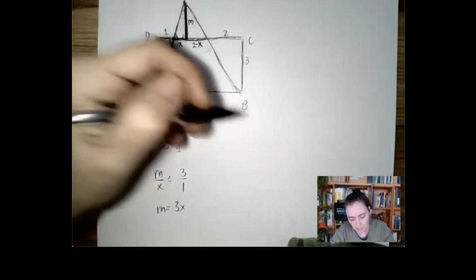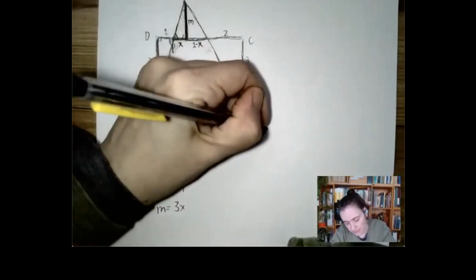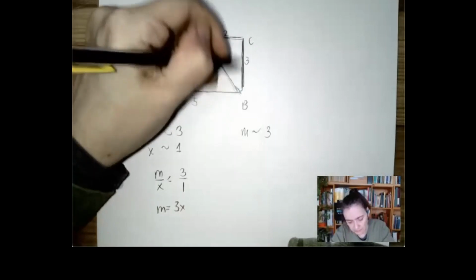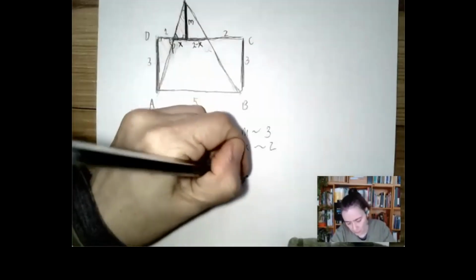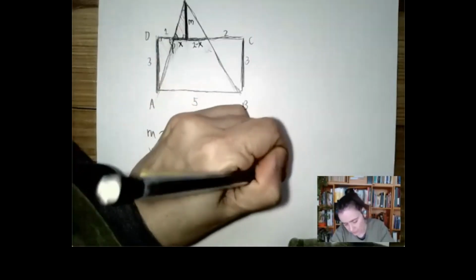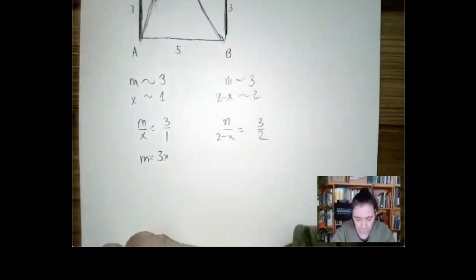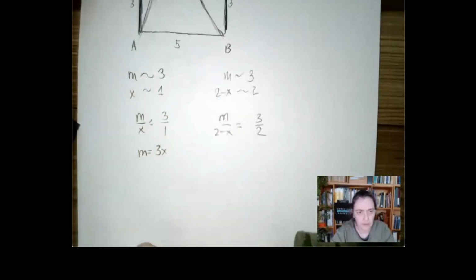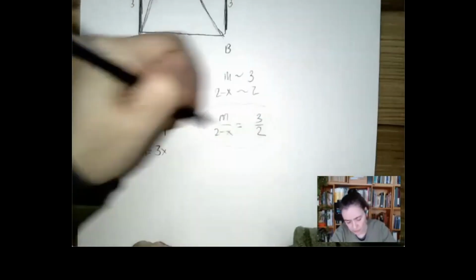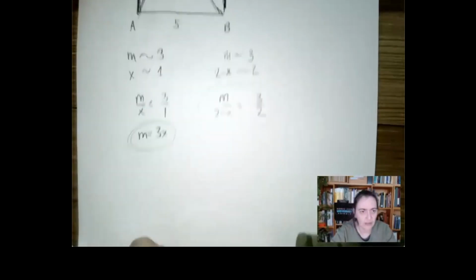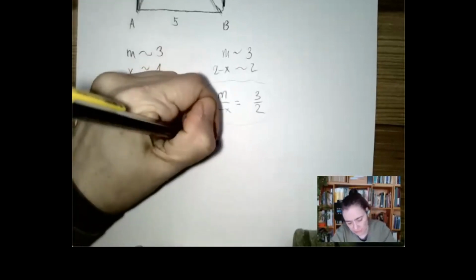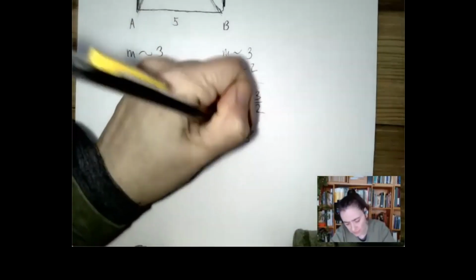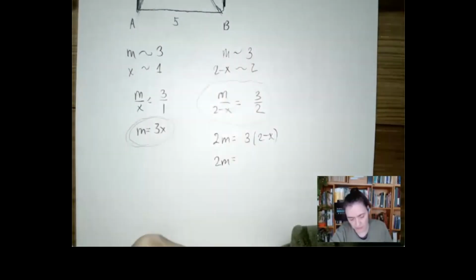So the same thing, M is with 3 in this other triangle, and then 2 minus X with 2. So M over 2 minus X equals 3 over 2. This is M. So we have two unknowns, two equations. That's encouraging. And they don't look so bad. They look linear. So when we cross multiply, here we get 2M equals 3 times 2 minus X. That's 2M equals 6 minus 3X.